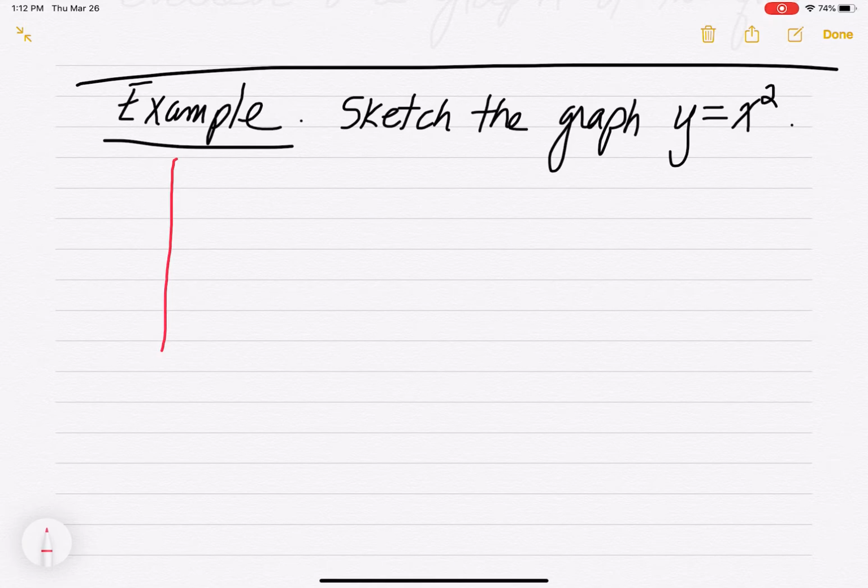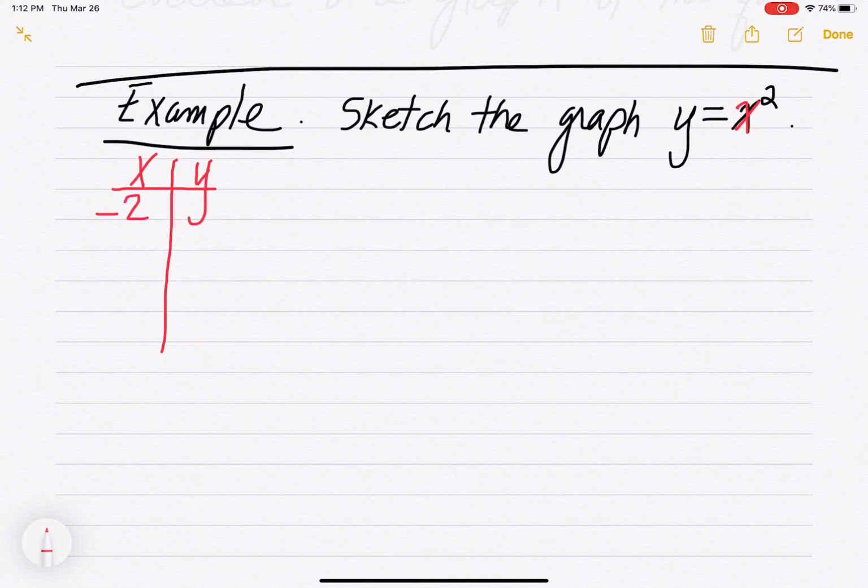So we're going to make an XY table, a table of values. And here I'm going to plug in numbers for X. The reason we're going to plug in numbers for X is because we have the Y by itself. So since Y is by itself, we're going to plug in for X. So let's just pick some random numbers. I'm going to pick some nice numbers, -2, -1, 0, 1, and 2. So basically I'm going to plug those in for X, right?